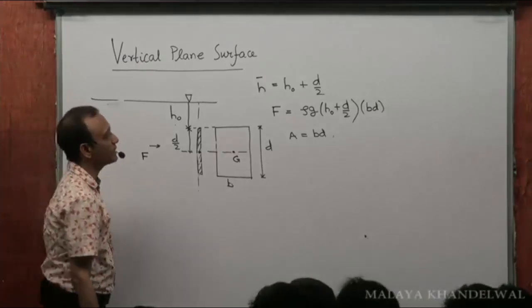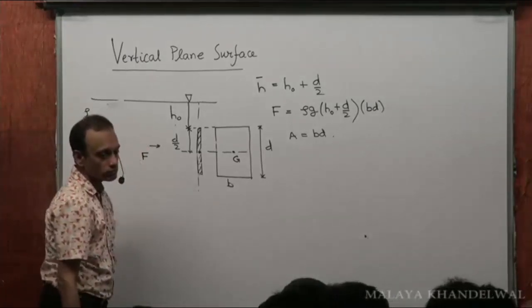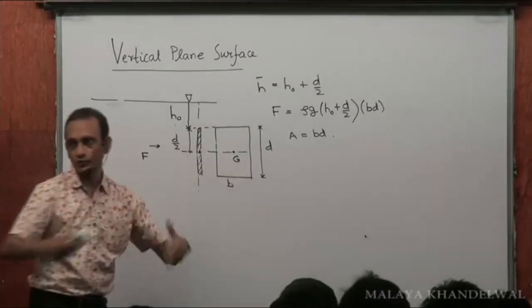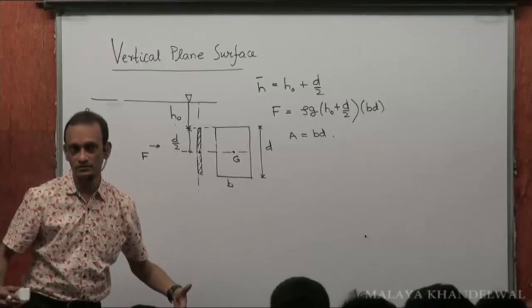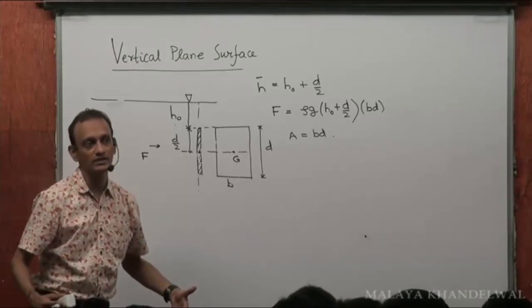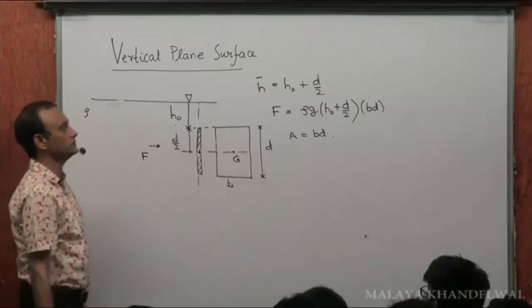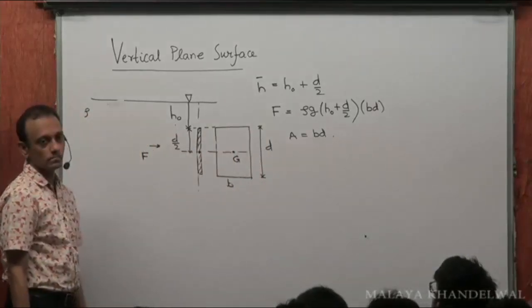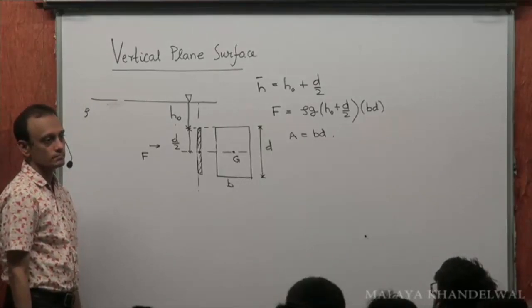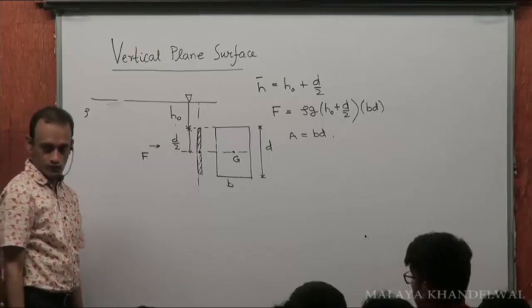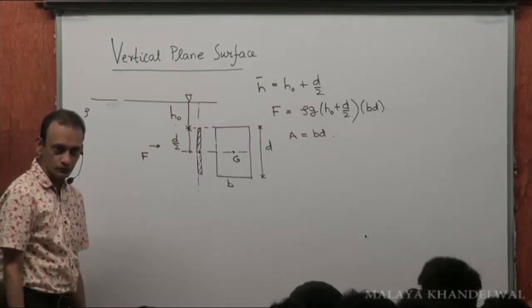I could have had, say, a triangular lamina. This is a rectangular lamina. Let's look at what happens if the lamina is triangular, right? Let's see what happens when the lamina is triangular. Can I wipe this off? Clear now?